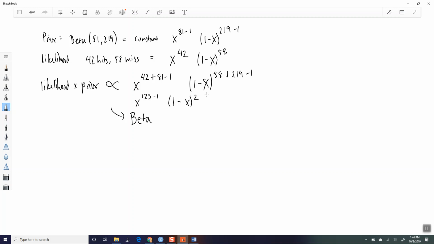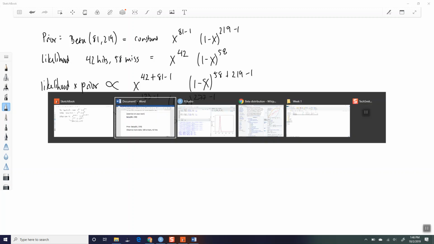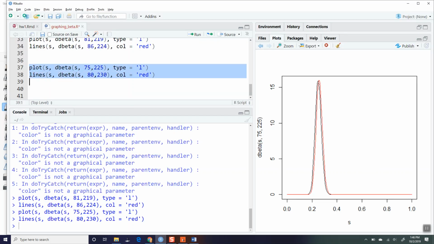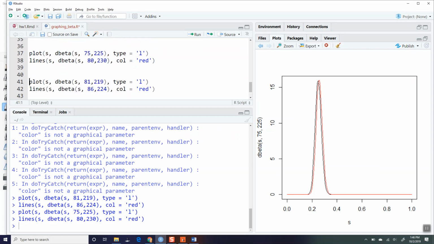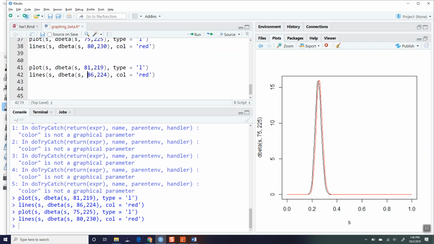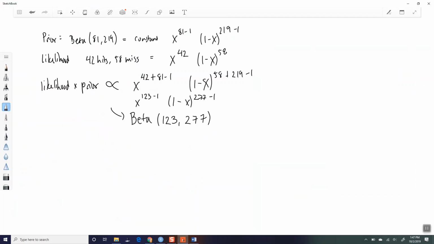I can't add, 277 minus 1, is that right? Did I add that right? Okay, so now we're going to have a beta with shape parameters 123 and 277. Is that okay? And we can graph that. So the prior is 81, 219, and then the result after we combine everything is going to have 123 and 277.